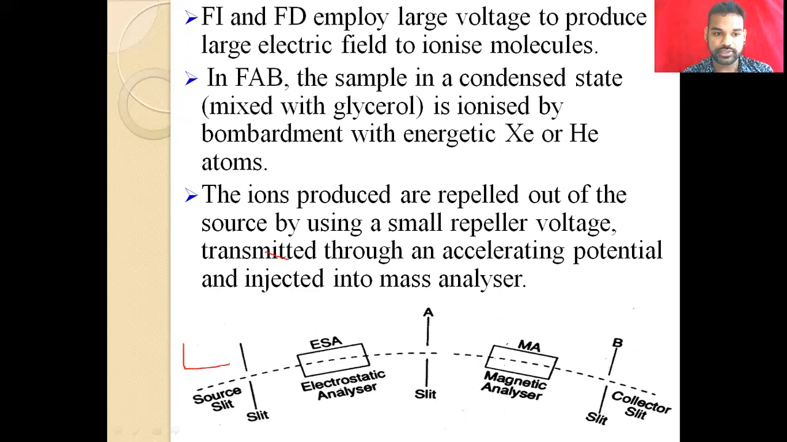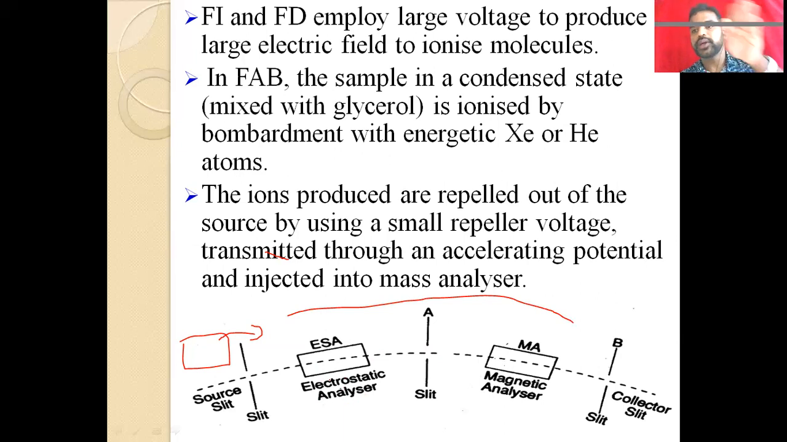So here the ions are produced at the source, and then they are repelled and move to the electrostatic analyzer. Here we have the analyzer; this is the analyzer path. It has a 180-degree path. Here the ions are produced at the source, then repelled because of the small voltage, and then analyzed.